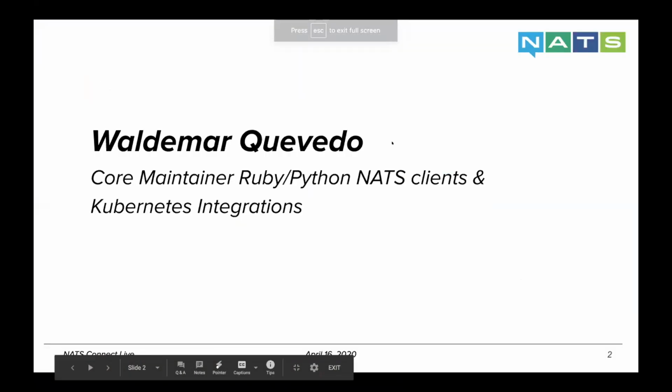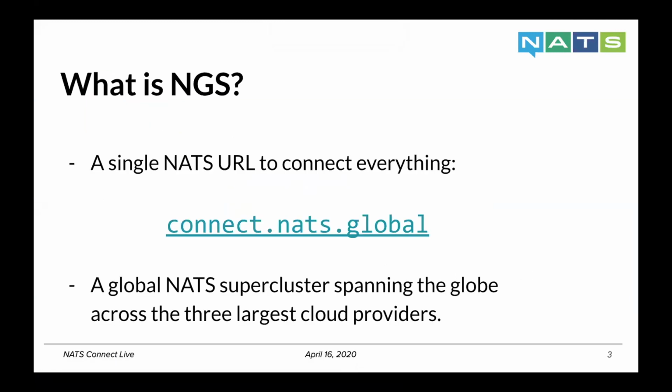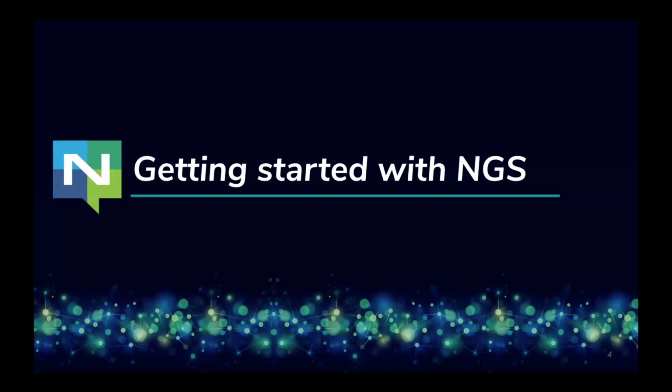Okay, so this is a quick walkthrough on how to get started with NGS. As Derek mentioned, it's a single NATS URL to connect everything. In terms of the topology, it's a global NATS supercluster that spans 8 different regions and 3 different clouds: AWS, Google Compute, and Azure. So just a quick walkthrough on getting started.